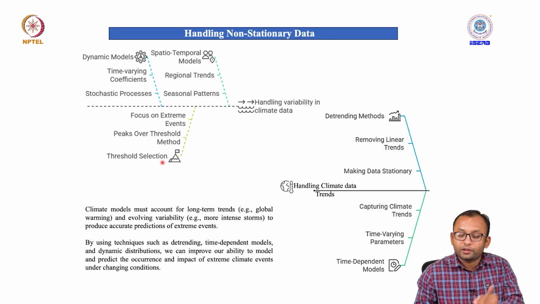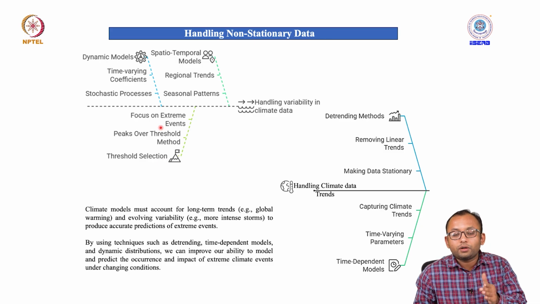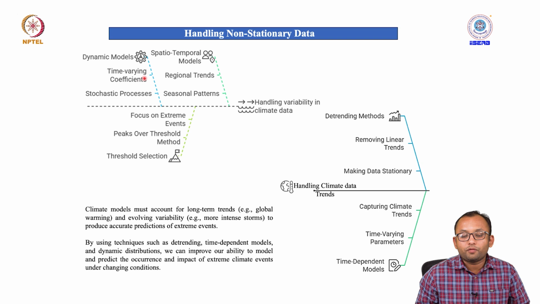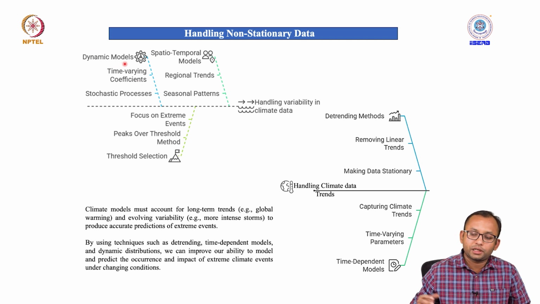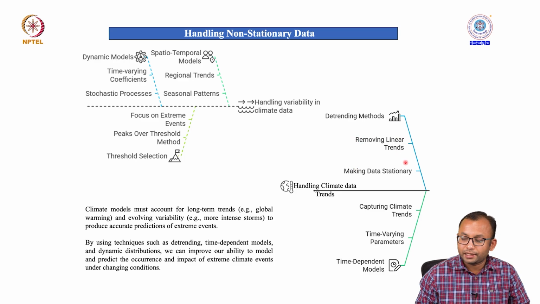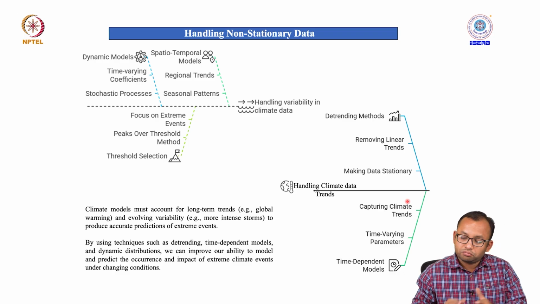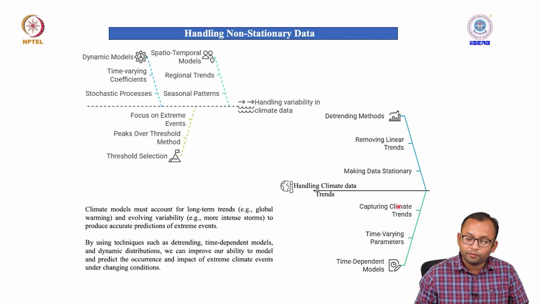If we still have the non-stationarity, we use some sort of time varying coefficient or dynamic models to capture the non-stationary behavior in the data set. So basically the primary steps are, we have to detrend the data, remove the linear trends in the data set, making it a stationary data set. Then we also have to capture the climate trends. If there are trends, we have to detrend the data. And then we can also use time varying parameters.